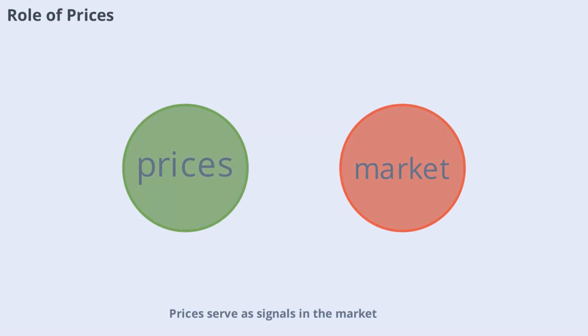Prices serve as signals in the market, guiding the decisions of buyers and sellers. When demand increases, prices rise, encouraging more supply. When supply increases, prices fall, encouraging more demand. This signaling function helps coordinate market activity.